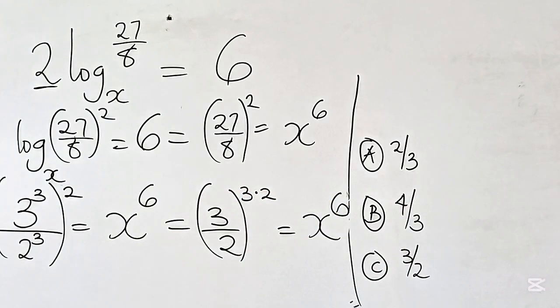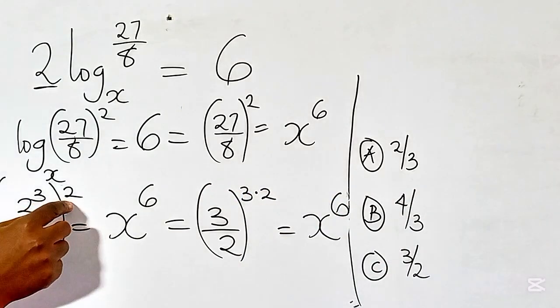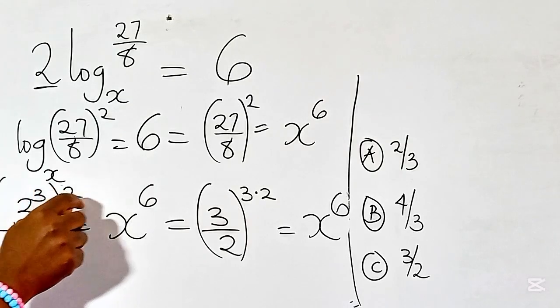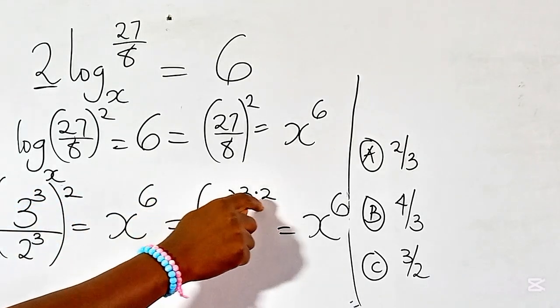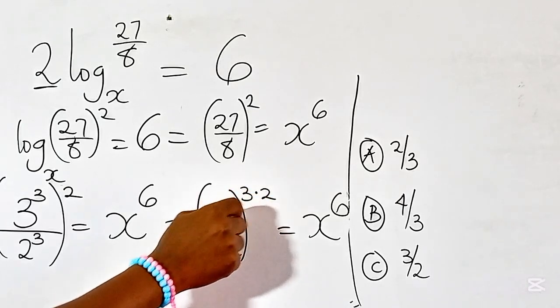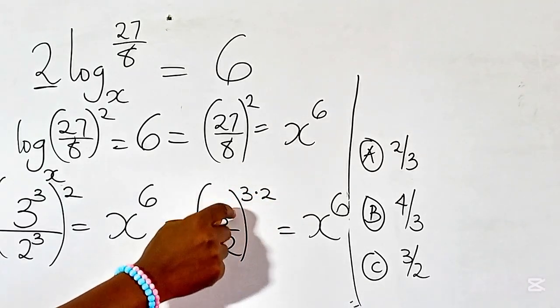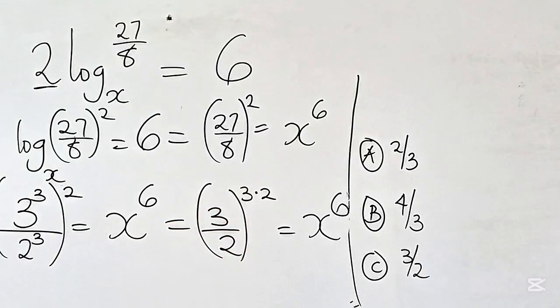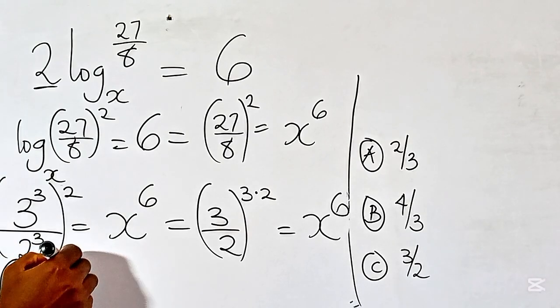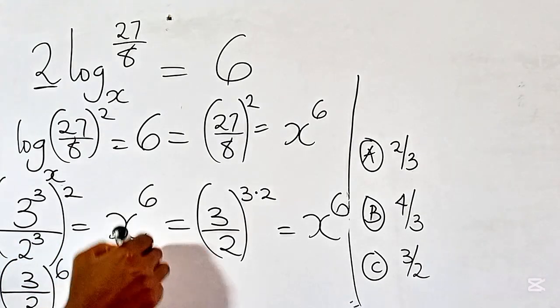I hope you understand what I've done here. I've brought out these common powers outside and I used it to multiply this power. So that's why we have 3 over 2. This 3 times 2 is affecting both the numerator and the denominator of these terms inside the bracket. So this is going to give us 3 all over 2 raised to the power of 6 is equal to x to the power of 6.